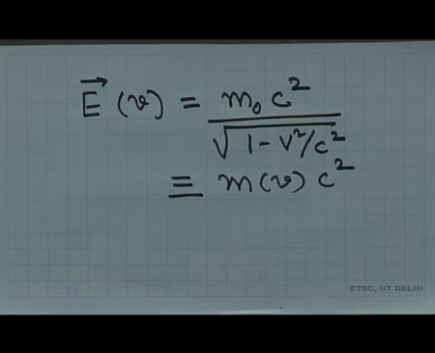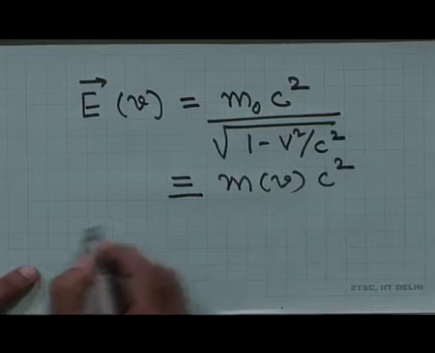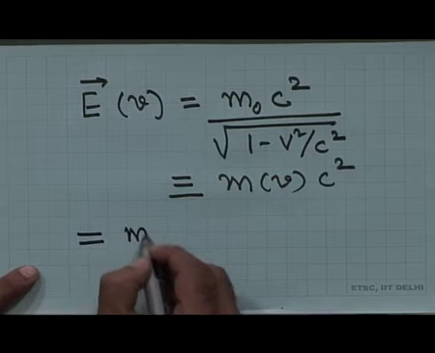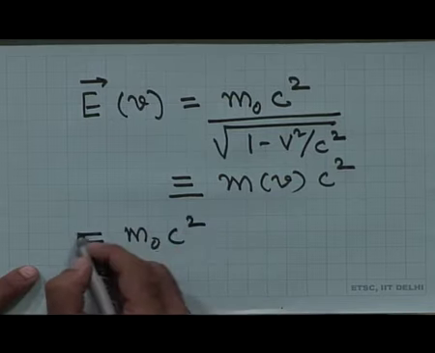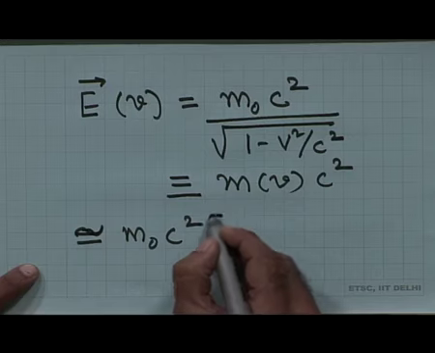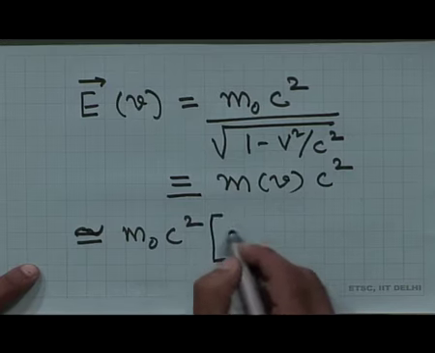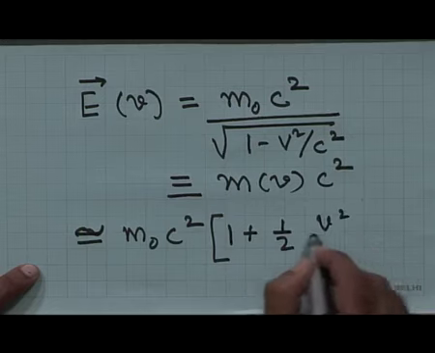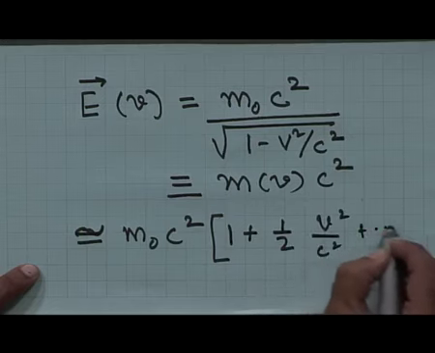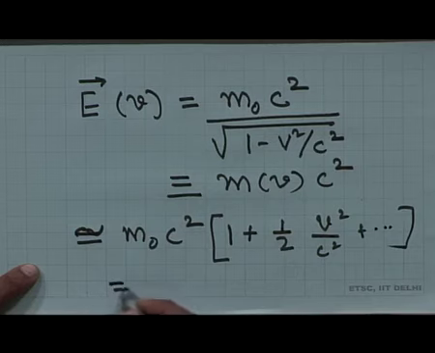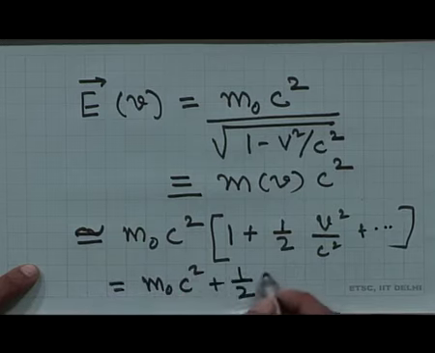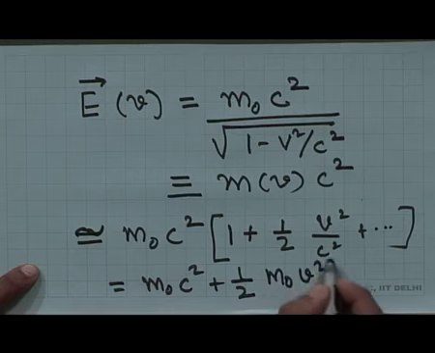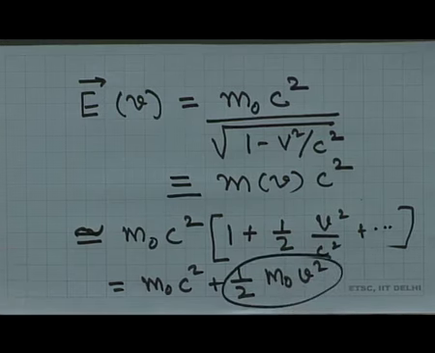Again, if you were to make a binomial expansion of this quantity, what will this quantity be? This quantity will be nothing but m naught c squared approximately into, now I will be careful, 1 plus half v squared by c squared plus higher order terms, which is m naught c squared plus half m naught v squared. And this you recognize to be the Newtonian expression.